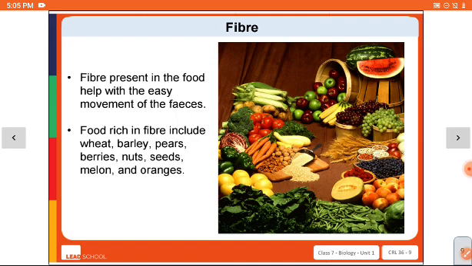Fiber present in food helps the easy movement of the feces. Foods rich in fiber include wheat, barley, pears, berries, nuts, seeds, melon and oranges. They are rich in fiber.